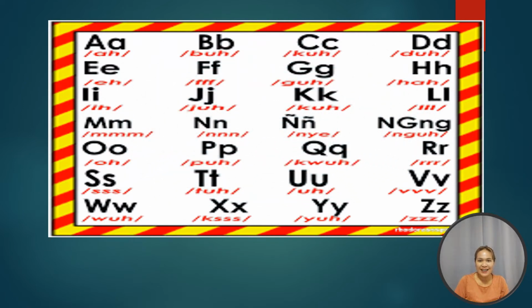Let us pronounce the letters in the alphabet, and let us start with letter A. The sound of A is A. You repeat after me. You say A. Very good. B is B. C is K. D is D. E is E. F is F. G is G. H is H.